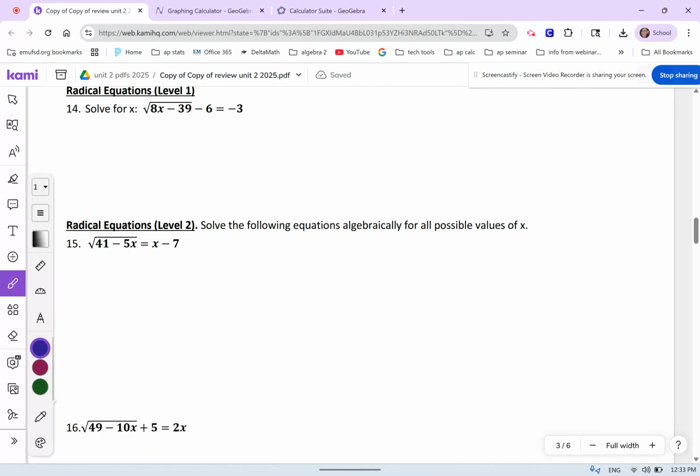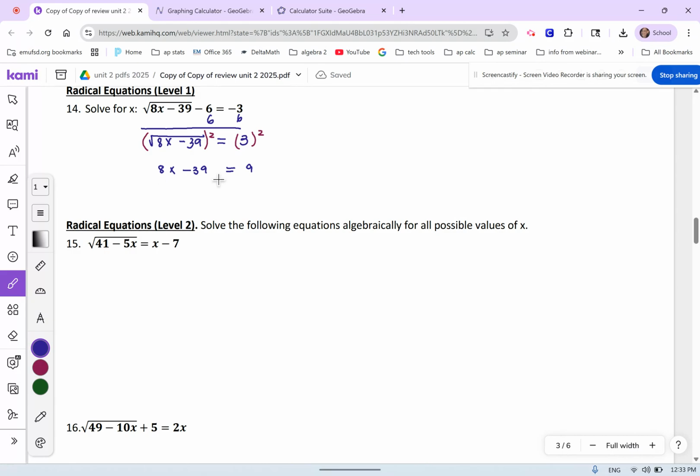So the first thing I'm going to do is isolate the radical by adding 6 to both sides. When I do that, I get 8x minus 39 is equal to positive 3. I'm then going to square both sides of the equation, and when I do that, I get 8x minus 39 is equal to 9. When you square a radical, it undoes the operation, and so you're just left with the radicand. It's a linear equation.